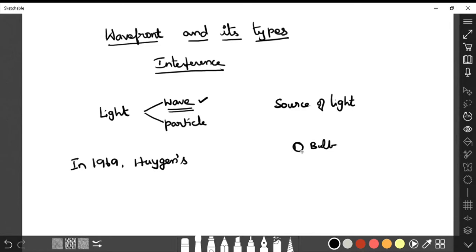So each and every point, listen carefully, each and every point on this light source will send the wave in all the directions. This is what Huygens proposed. Each point on the source of light sends out waves in all directions. To explain this wave nature, he introduced the concept called wavefront. So in this video, we are going to discuss this concept wavefront in detail and also its types.